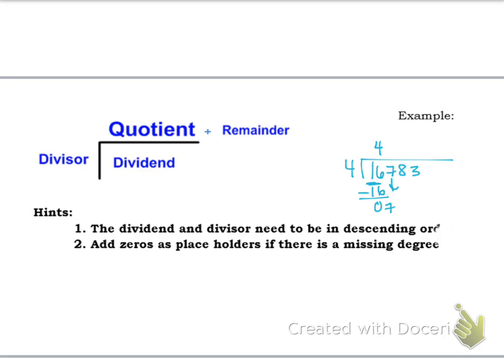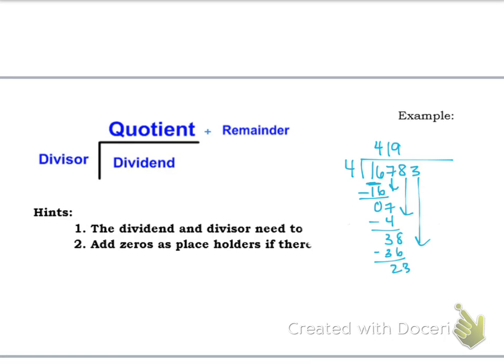I should have done this with a little more space down here. Okay, so my 4 can go into that 7 once. So 4 times 1 gets me 4. We always subtract. I drop my next one. 4 can go into that 38 9 times, because 9 times 4 gets me 36. I always subtract. I drop my next one. 4 going into 23 is 5. That's the closest thing I can get, which is 20. So I have a remainder of 3, because now that 4 can't go into that 3.